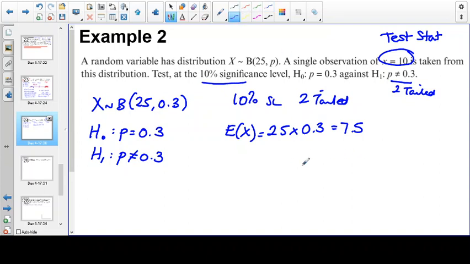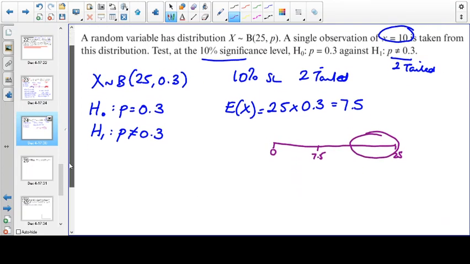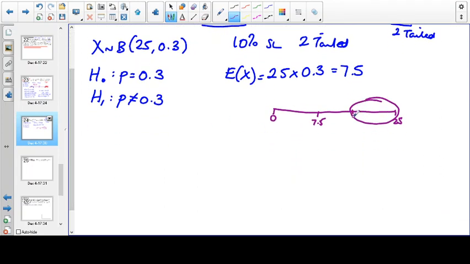So we only need to consider, if our expected is 7.5, 10 is going to be somewhere up here. So we only need to consider this end of our number line and not the lower end. So it is two-tailed. We are going to have that significance level, but we only need to consider it at one end. So we only need one critical value.